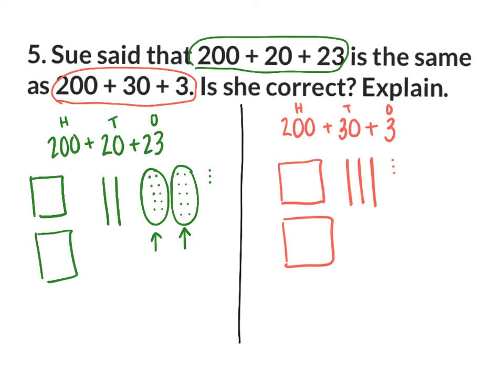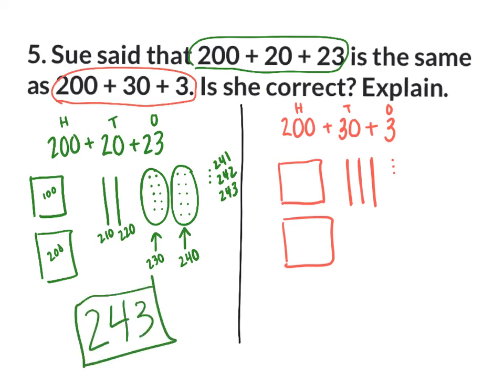So our number on this side would be 100, 200, 210, 220, 230, 240, 241, 242, 243. That's how much we're showing on this side.